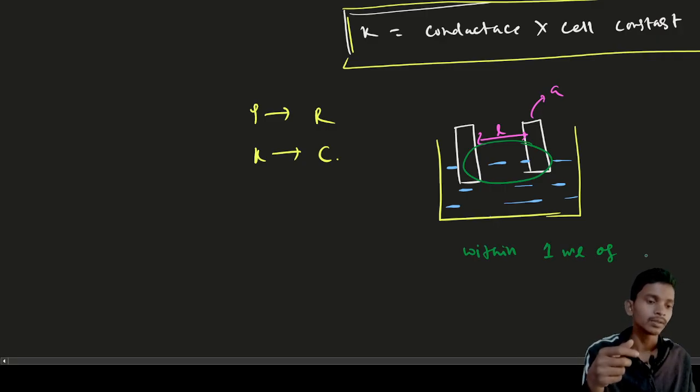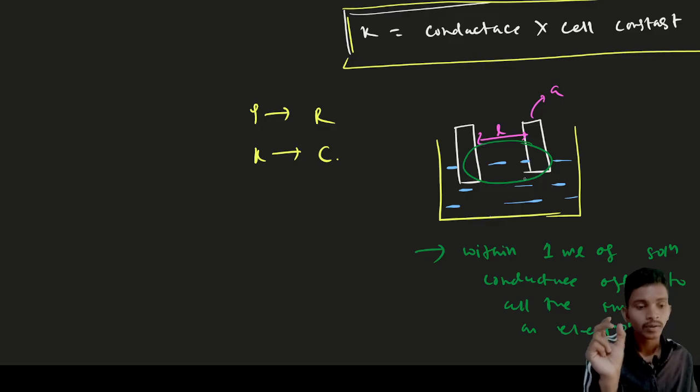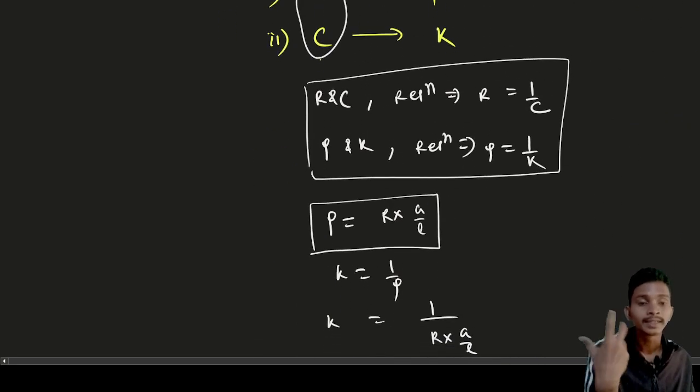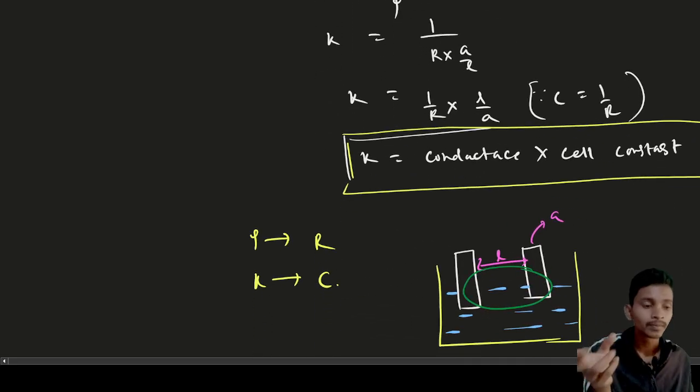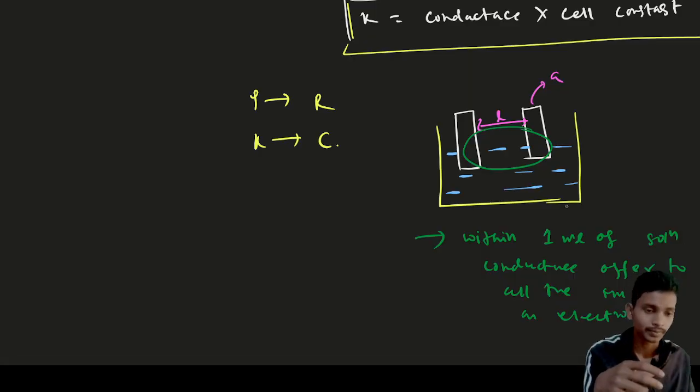Within 1 ml of solution, the conductance offered to all the ions of an electrolyte is called the specific conductance. It means conductance within 1 ml of a solution, or 1 centimeter cube of the solution. So specific resistance means resistance within 1 centimeter cube of solution, and specific conductance means conductance within 1 ml of solution to all the ions of the electrolytes.